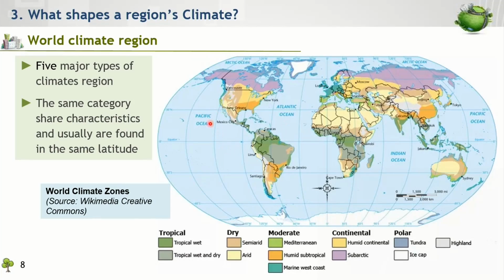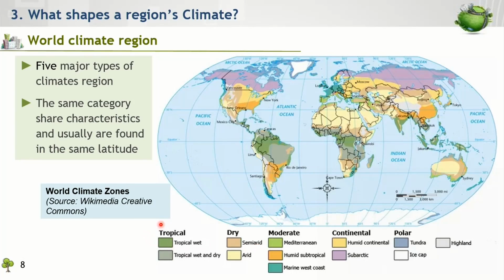In fact, the Earth's climate is divided into 5 major climate zones, including the tropical, dry, moderate, continental, and the polar climate zone. The areas located in each of these 5 climate zones generally share similar climate characteristics and are also found in the same latitude.